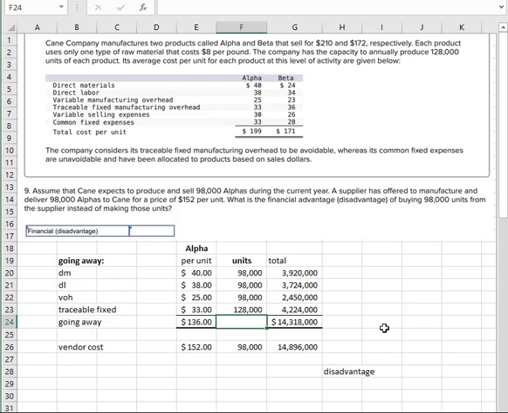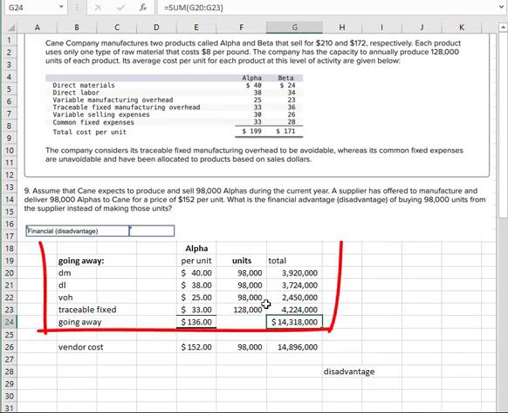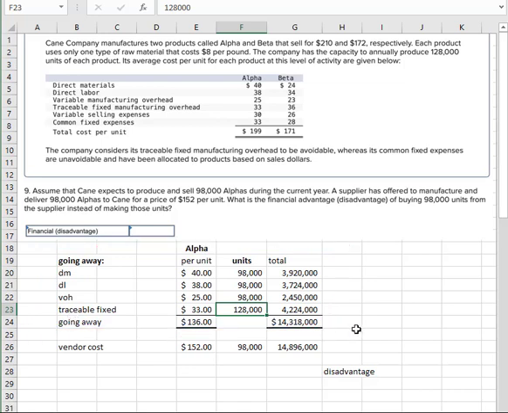So anyway, here's the total cost that would go away. So how much it is per unit times the units, with the capacity being used for traceable fixed. And then the vendor cost, of course, you're only going to buy the 98,000 at 152. And so the disadvantage of buying it is the 578.